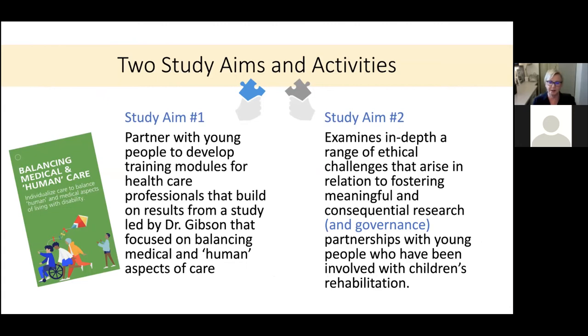So we needed to think about what would be that project that we would do together. So we aim to partner with young people to develop training modules for healthcare professionals that build on results from a study led by Dr. Gibson, who was focused on balancing medical and human aspects of care. So I'll say a little bit more in a minute about what that means, human aspects of care.